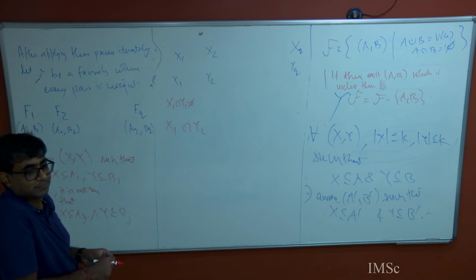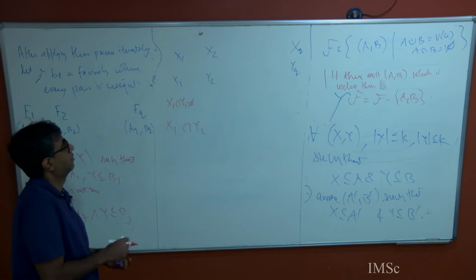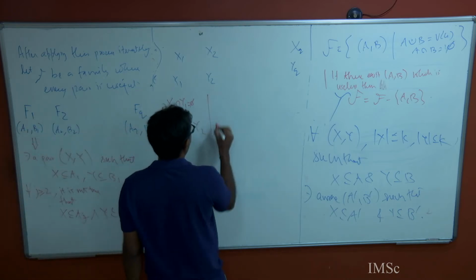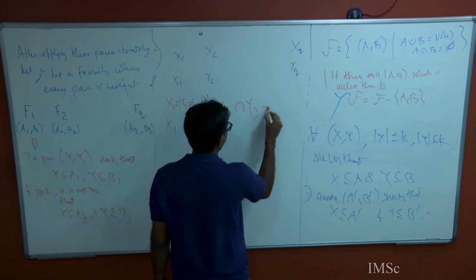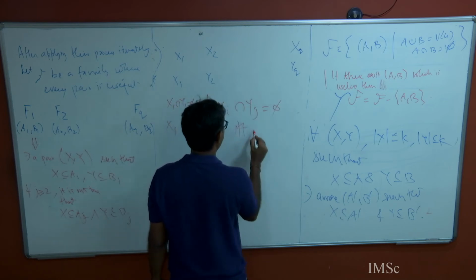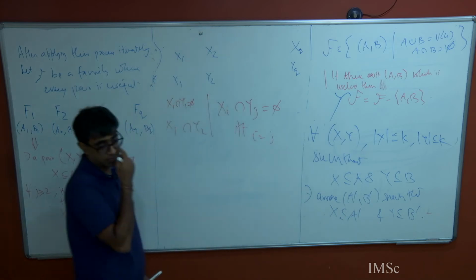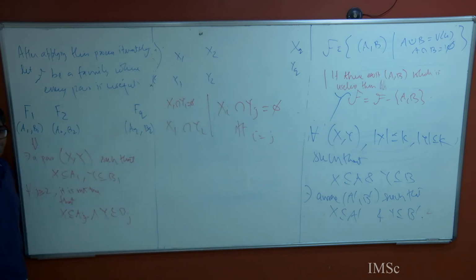y2 is a subset of y1? No, no, no, no, no. I don't want that. What I want is the following property: xi intersection yj is empty if and only if i equals j. Can I find such a witness? The answer is yes, but I will leave you to think about it.